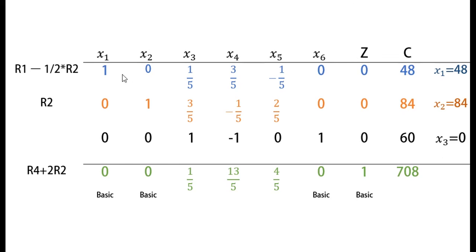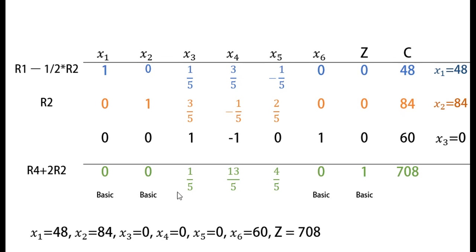Columns of x1, x2, x6, and z are basic columns since they are unique columns. Therefore, x1 equals 48, x2 equals 84, x6 equals 60, z equals 708. But columns of x3, x4, x5 are non-basic, so they are all equal to 0. So our max would be 708.